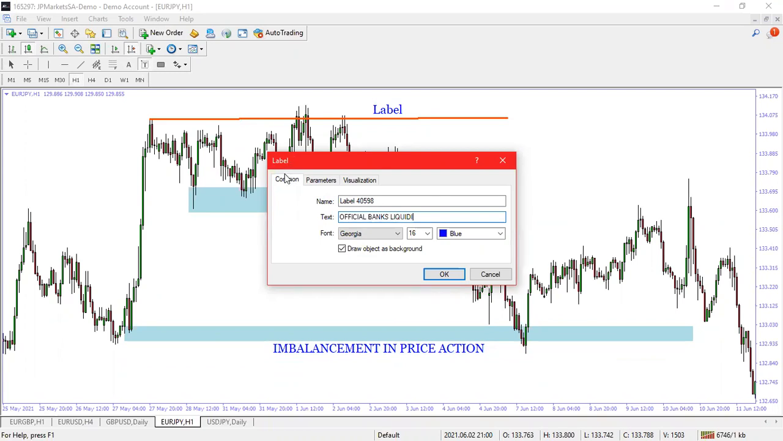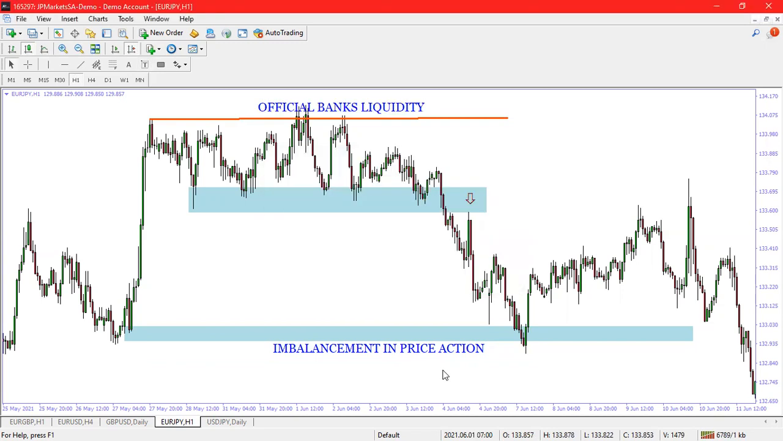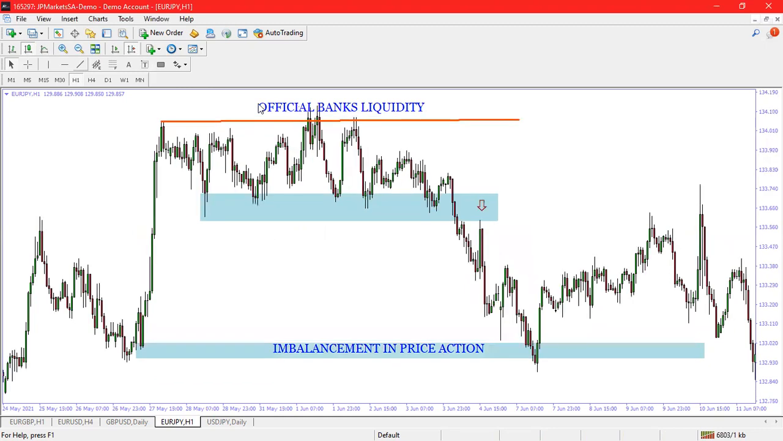Yeah, so here it is. And then from there, anything is straightforward. And then your aim is for your market to come and refill this imbalancement in price action zone, and then you are out of trade.